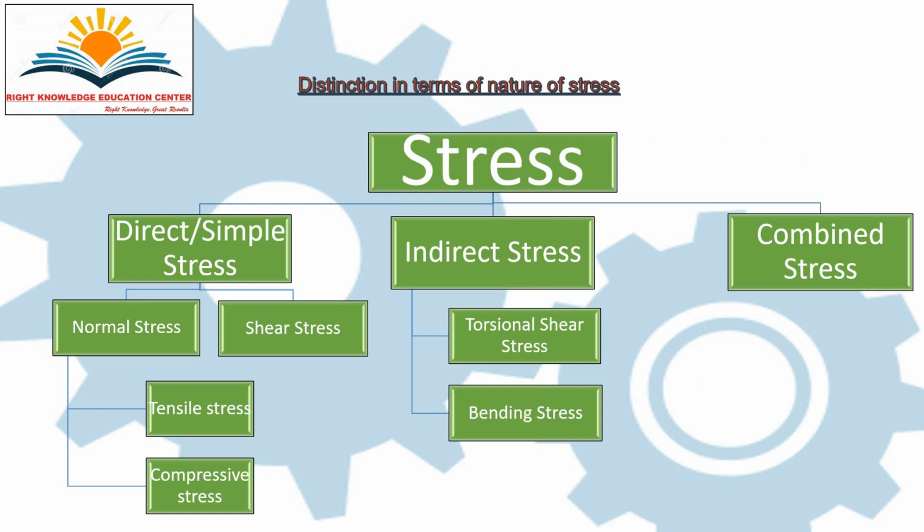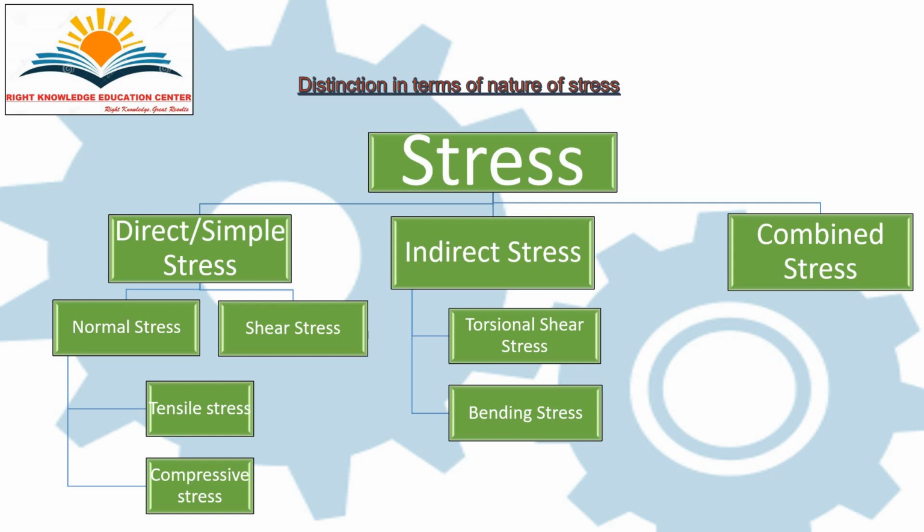Now this is the broad classification of stress. So stresses are broadly classified into three categories. One is direct or simple stress, indirect stress, and the other is combined stress. Now direct or simple stress is the simplest form of stress. It is divided into two categories again, normal stress and shear stress.